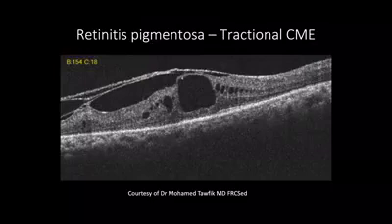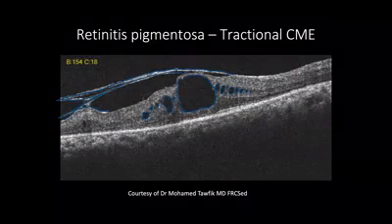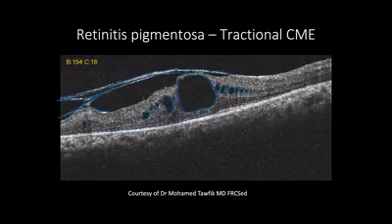This case shows taut vitreous causing vitreomacular traction and epiretinal membrane, causing intraretinal cystic changes with increased retinal thickness. Please note the absence of an ellipsoid zone and the external limiting membrane at the center.